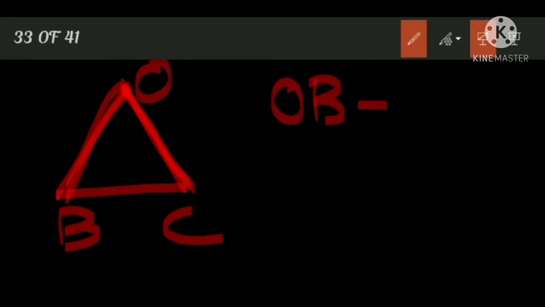Similarly, we have another triangle BOC. Here OB and OC are the equal sides because they are the radii of the circle. So OB is equal to OC. When two sides are equal, then the opposite angles of the sides are also equal.